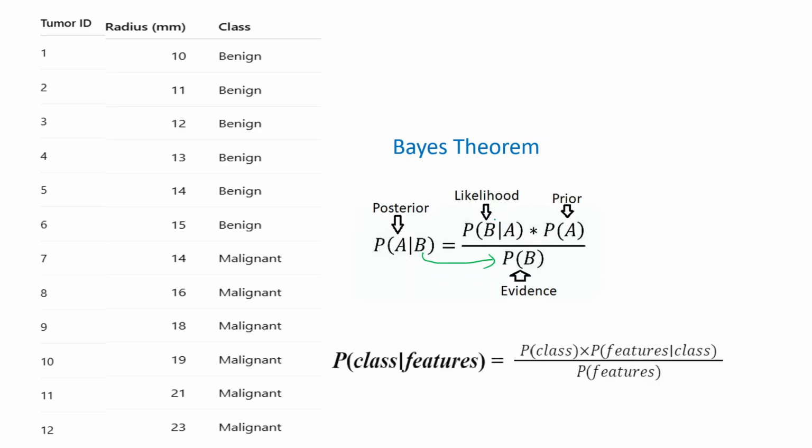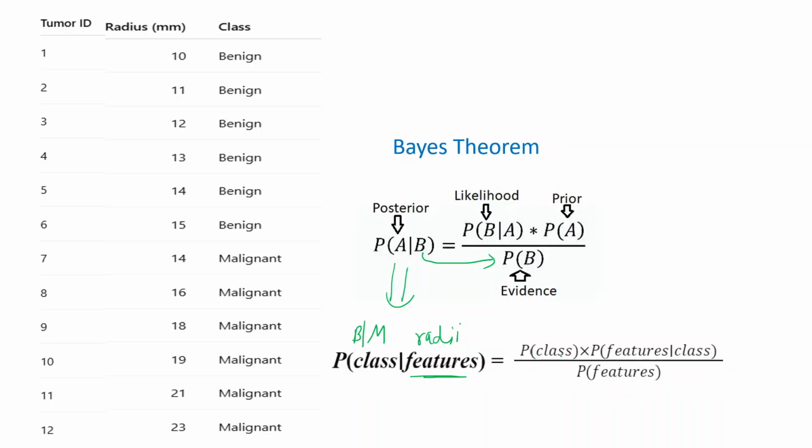That is the likelihood probability: what is the probability of B occurring given A has occurred, multiplied by the prior, that is, the probability of event A occurring. Now, when we relate this Bayes theorem formula to the class and the features, in this example the radii are given to us, and we have to decide whether the tumor is benign or malignant.